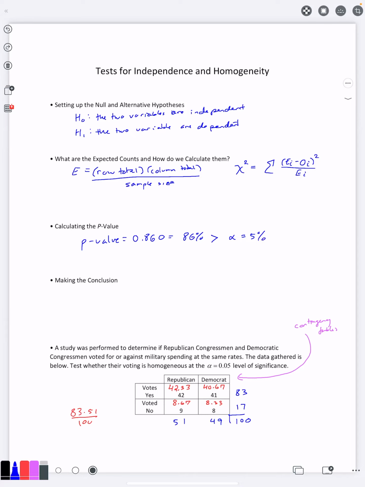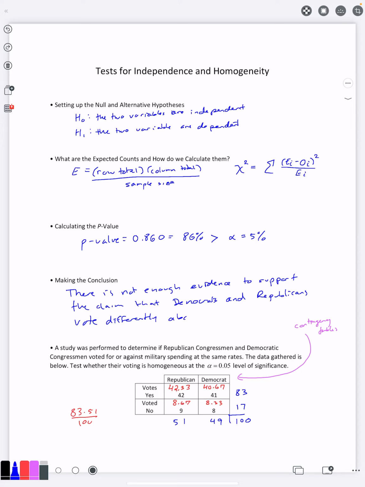So we do not reject H0, and that means that there is not enough evidence to support the claim that Democrats and Republicans vote differently about military spending. Okay, now if we had gotten a small value, then we would say, yes, there is evidence they vote differently.